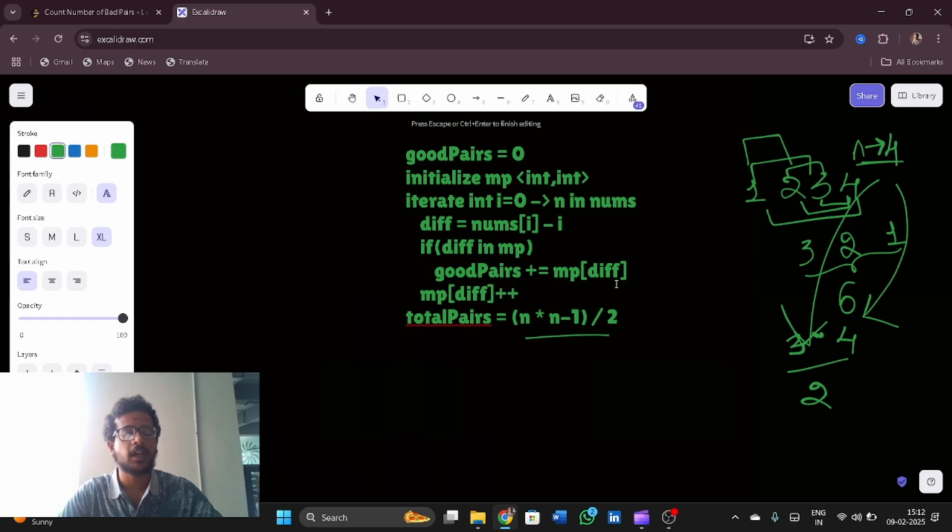And after that, we will return total pairs minus the good pairs. This will give you the bad pairs. So this is how you solve this problem.